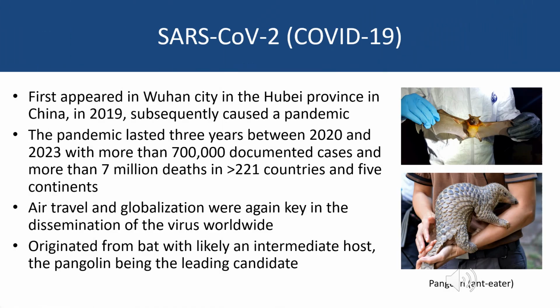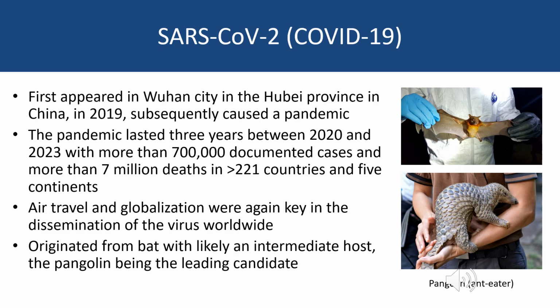The next virus we're going to discuss is the SARS-CoV-2 virus, which is responsible for the recent COVID-19 pandemic. This virus first appeared in Wuhan City in China in late 2019 and then spread globally through air travel. More than 700 million cases have been documented globally, although this is a gross underestimation because many cases do not get tested, diagnosed properly, or reported.